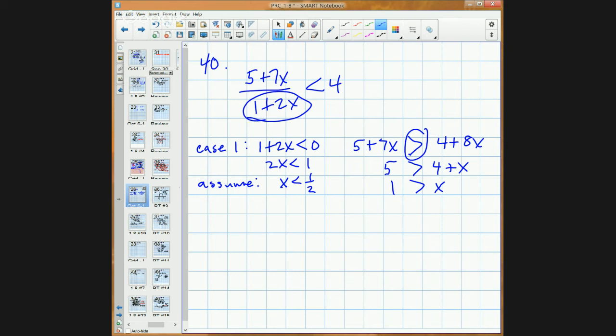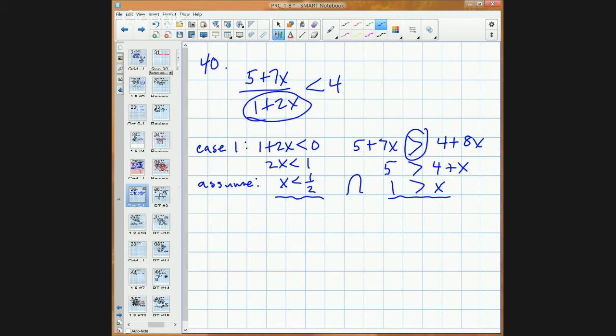Now look at these two. These two have to both happen at the same time. Less than a half and less than 1. Where do those overlap? First of all, are they compatible? Can a number be less than 1/2 and less than 1 at the same time? Anybody?